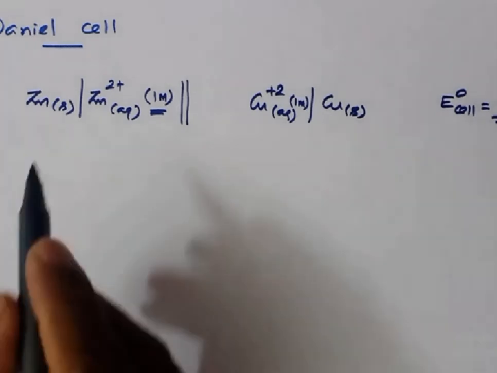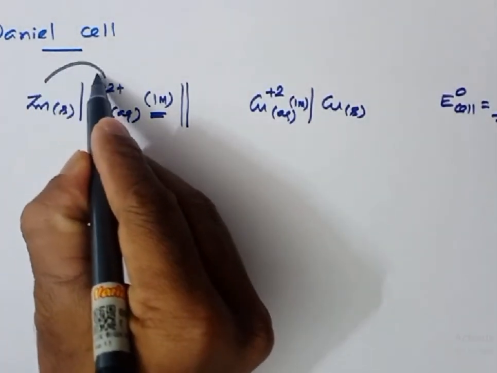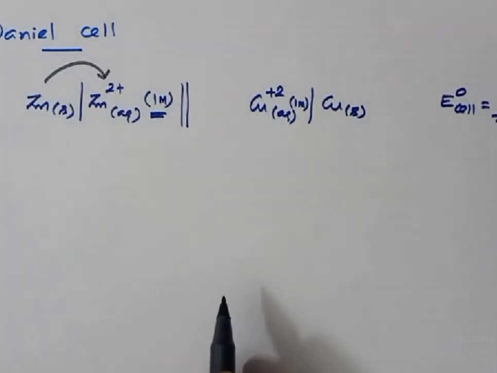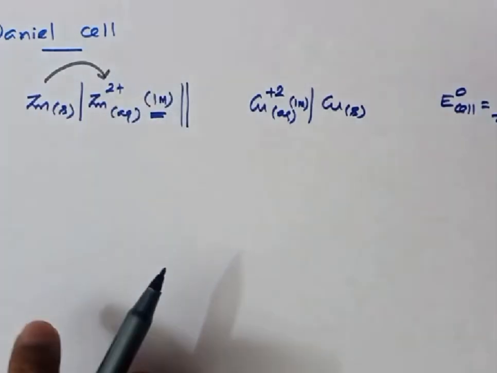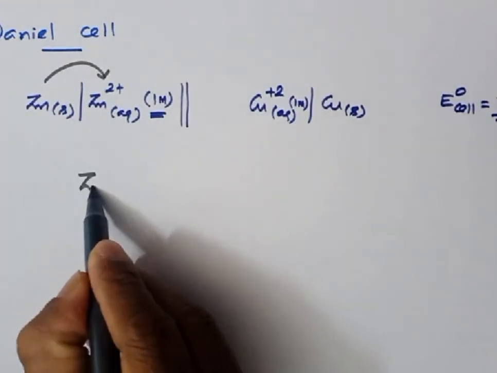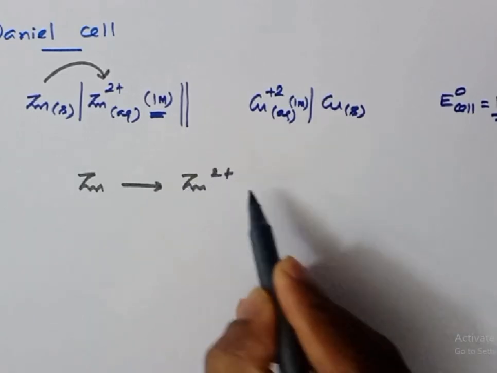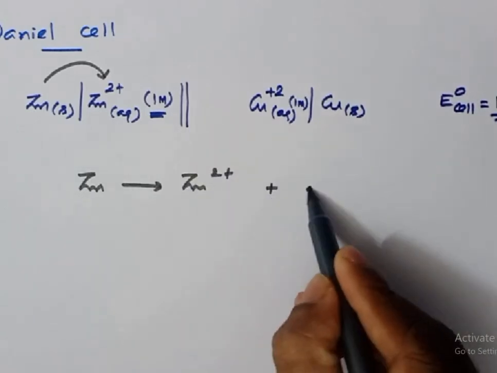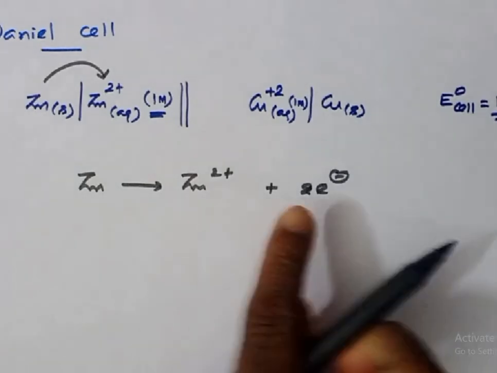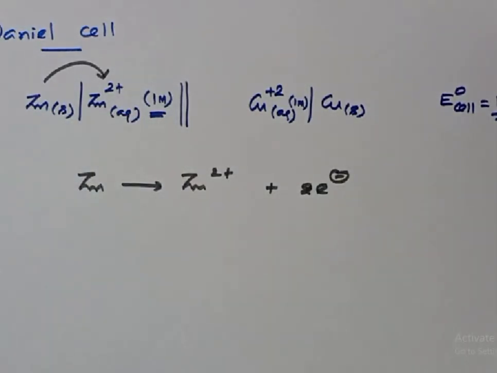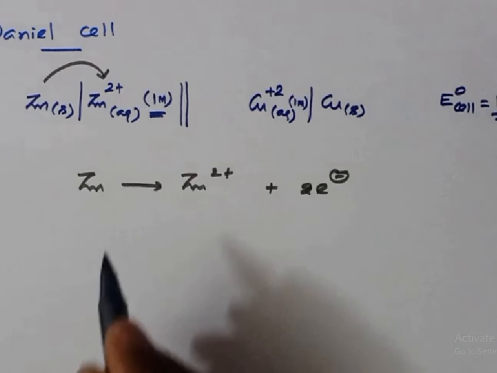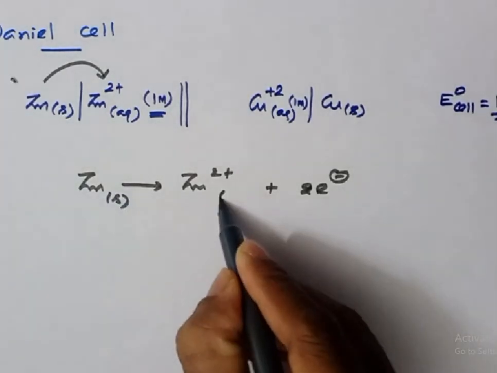Listen, what is the cell reaction? Here at the anode, zinc is becoming zinc 2 plus ion, correct? It is undergoing oxidation. So what is the oxidation reaction? Zinc loses 2 electrons and becomes zinc 2 plus ions. This is the reaction that occurs at the anode, right? And here this is solid phase and this is in aqueous phase.